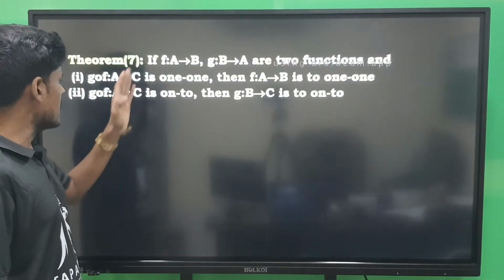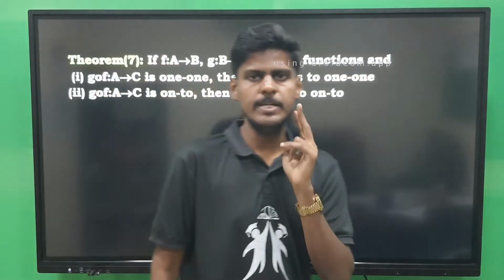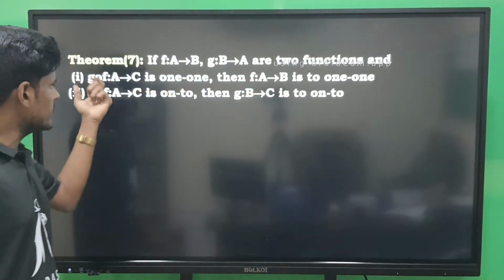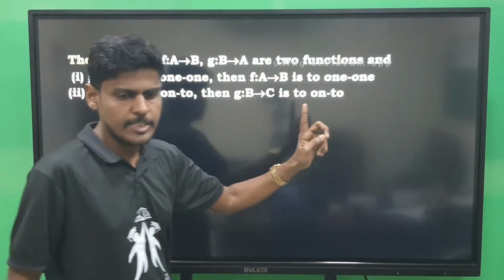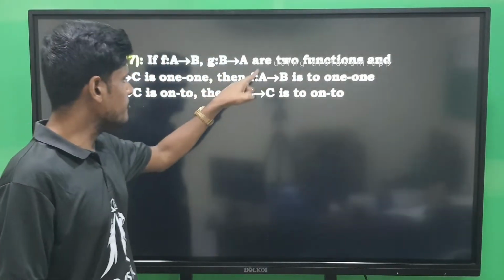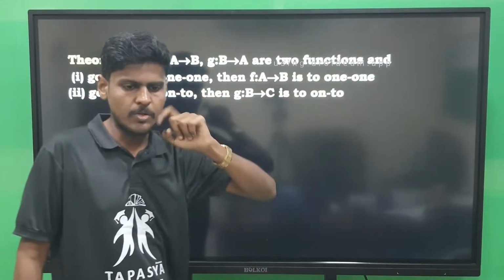And G of F is onto means G should be an onto function. You should remember these 2 properties very well. One is G of F is 1 to 1. G of F is 1 to 1 means input should also be 1 to 1. That is F. Input of G of F is F. That should be 1 to 1.